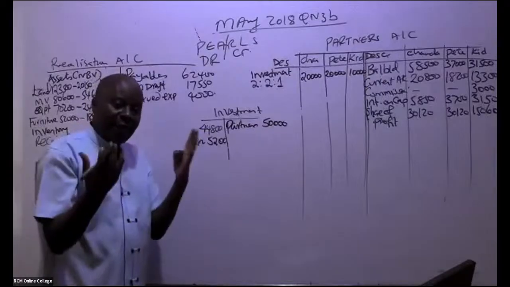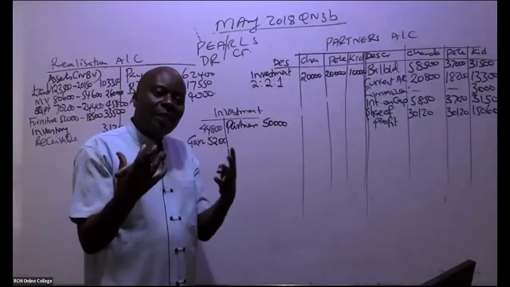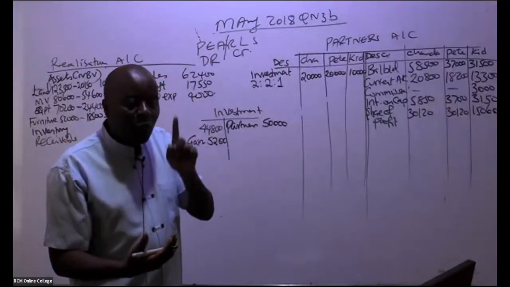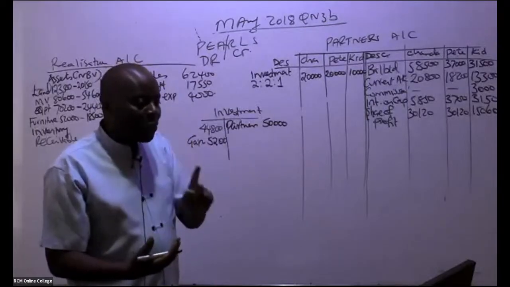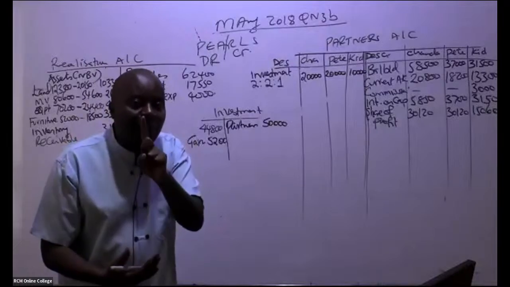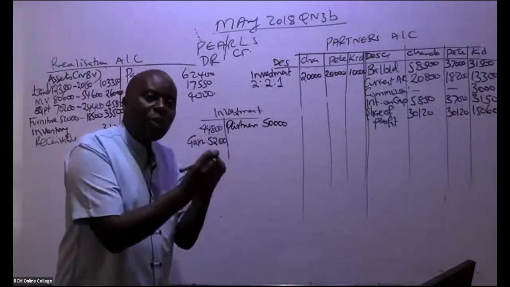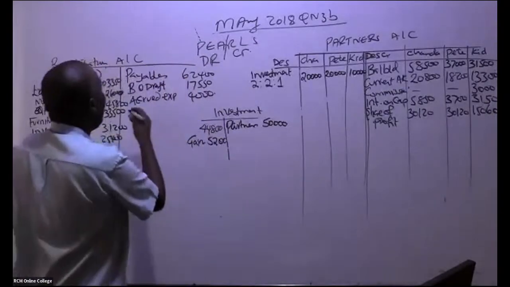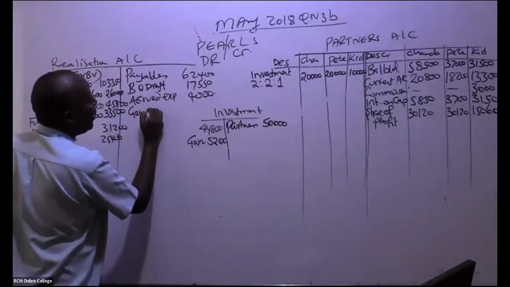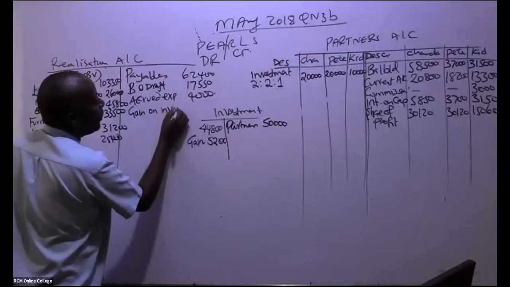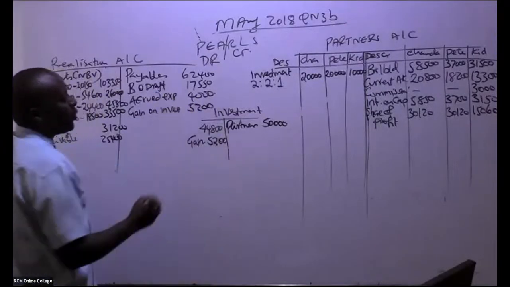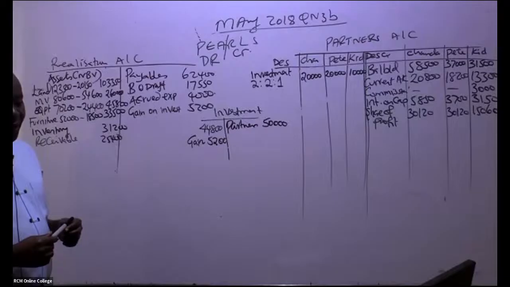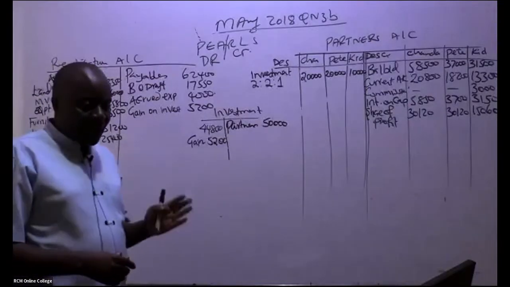Any gains that you get on these assets, ladies and gentlemen, shall always be transferred to the realization account, because your realization account acts like a P&L. So you've gotten a gain here, so you're supposed to debit this account and then you credit the P&L. So come and tell us here the gain on realization. The gain on investments, you just book the whole amount, 5,200.